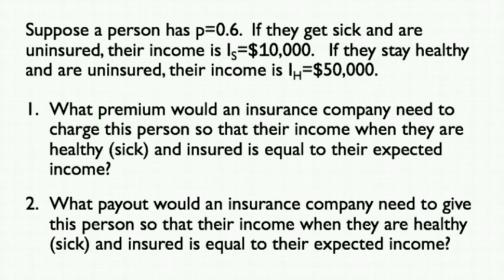The first question is, what premium would an insurance company need to charge this person so that their income when they are healthy or sick and insured is equal to their expected income? Question number 2 is, what payout would an insurance company need to give this person so that their income when they are healthy or sick and they're insured is equal to their expected income? So for question 1, you're solving for R, and in question 2, you're solving for Q. Once you have 2 numbers, submit those, and that will be it for the day.